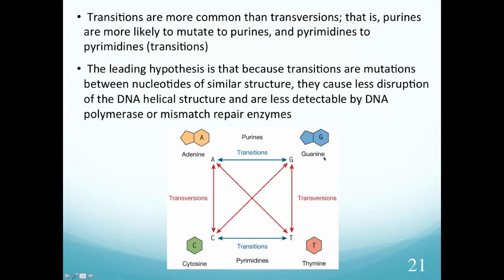Now, because adenine and guanine are both purines with 2 nitrogenous rings, it is more likely that a guanine is going to change into an adenine than a guanine is going to change into a cytosine. Similarly, because cytosine and thymine both have a single nitrogenous ring, it is more likely that a thymine will change into a cytosine or vice versa than a thymine would change into an adenine or guanine. We call changes between the 2 purines transitions, and changes between the 2 pyrimidines transitions, and changes between a purine and a pyrimidine are called transversions, and are much rarer to see in DNA data.